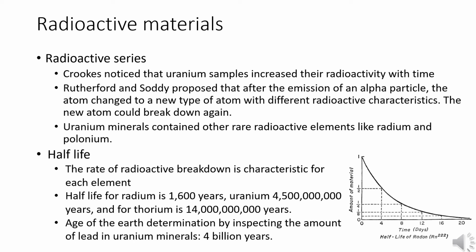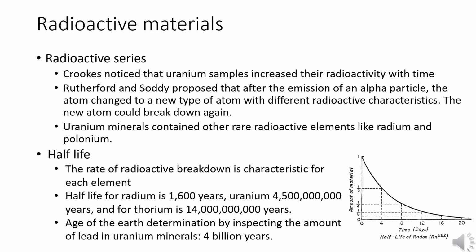What is also interesting, and it was measured by Rutherford, is that the rate of radioactive breakdown is characteristic for each element. So for example, the half-life of radium is 1,600 years, while that of uranium is 4.5 billion years, and thorium is 14 billion years. So by using this knowledge, it was possible to determine the age of Earth.